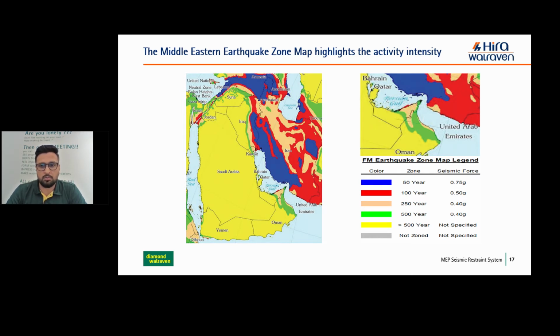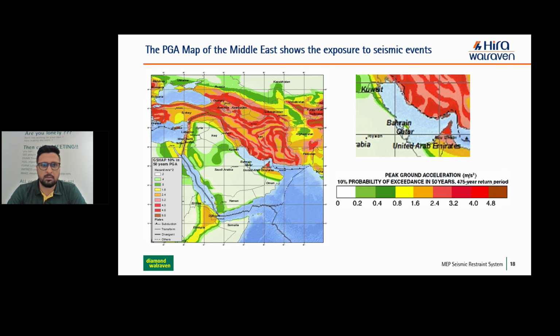And we are close to 0.5 G, where G is gravitational force, so we are close to half of this value in this region. Then we have the PGA, peak ground acceleration. As I told you, this is another parameter we use to assess seismic forces, and it is in terms of meters per second squared.